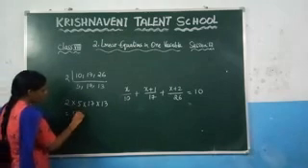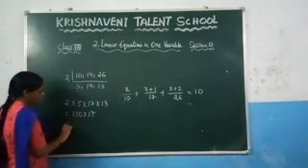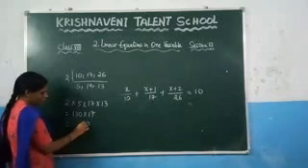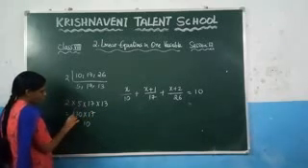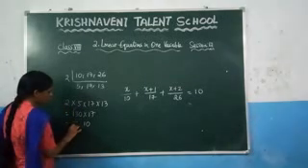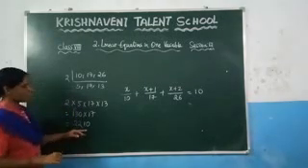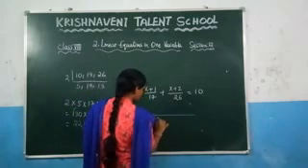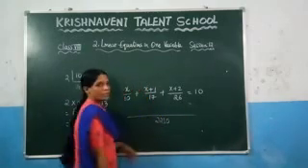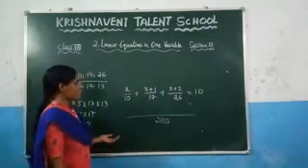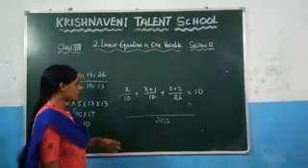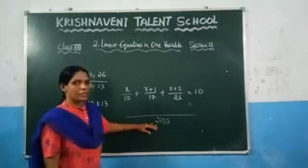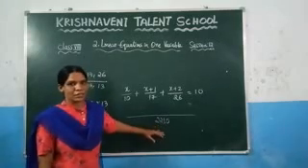So 130 into 17. How much will you get here? 17 into 0 is 0. 17 3s are 51, write 1, carry 5. 17 into 1 is 17, plus 5, which is 22. 2210. Now we got the LCM, which is 2210. Now you know the procedure of the LCM. Here 10 is there, and here the denominator 2210 is there.